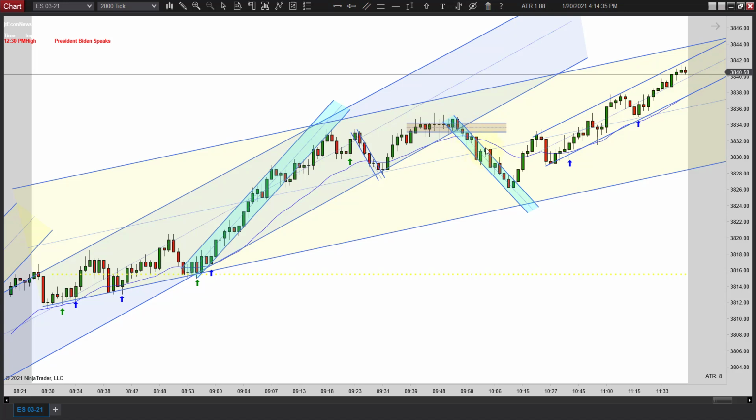And of course your first entry and second entry, but I wouldn't go long with that channel still in play, and I don't think I would go short yet. There is a failed second entry long. I believe it's right here. Make sure I'm not misleading you. Yeah, first entry, second entry.